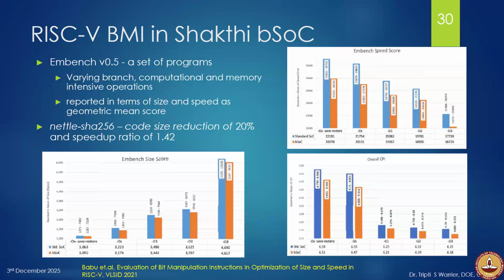In this particular case, because we have used an embedded class processor and we are targeting embedded applications, we ran the entire mbench suite, a set of programs consisting of different kinds of applications, which also includes cryptography. These graphs show the geometric mean of the size of the code, where the blue one is the standard SoC and the orange one is the SoC with bit manipulation.